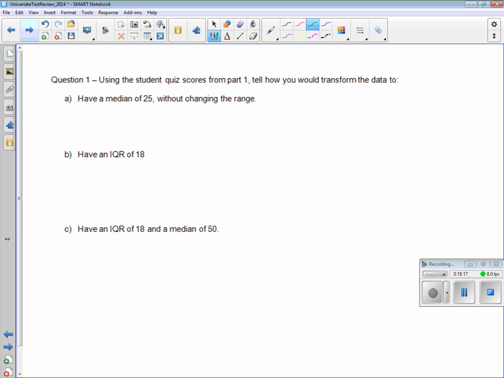Evie? When it says tell how, would you have to actually give examples of numbers? When it says tell how, you say multiply by 2. You say add 1. You say subtract 25. So tell me exactly what you're going to do to make that change. Okay?